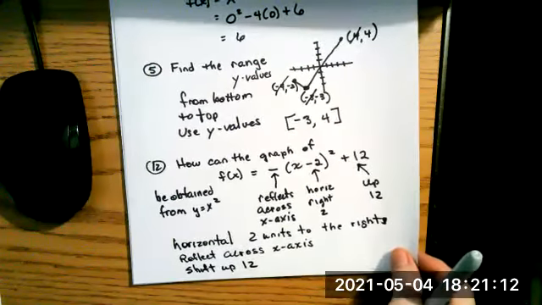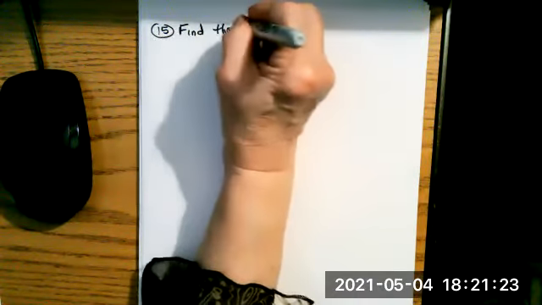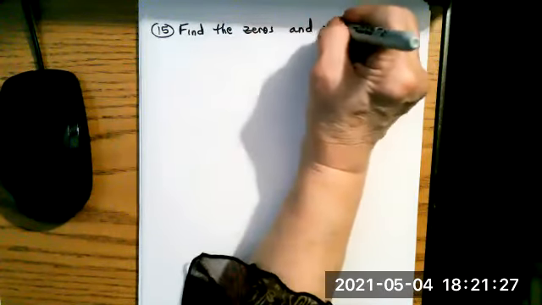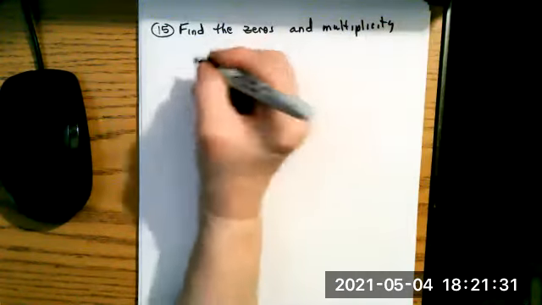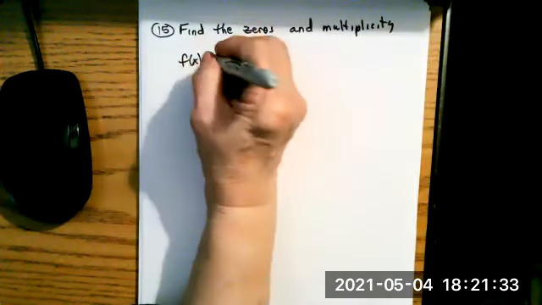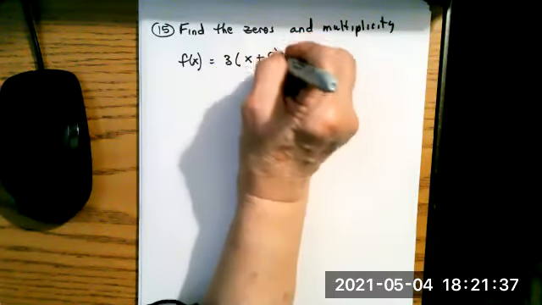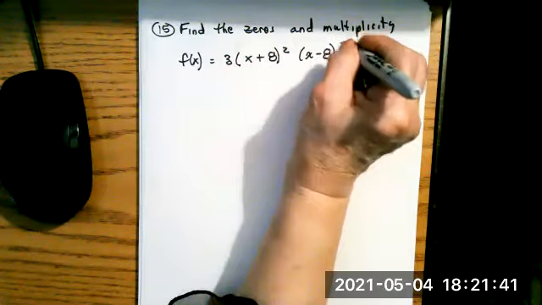I hope that we did enough of those that will be easy. Okay, look at 15. Number 15 says find the zeros and multiplicity. And it gives you a function that says f of x equals 3 times x plus 8 squared times x minus 8 cubed.